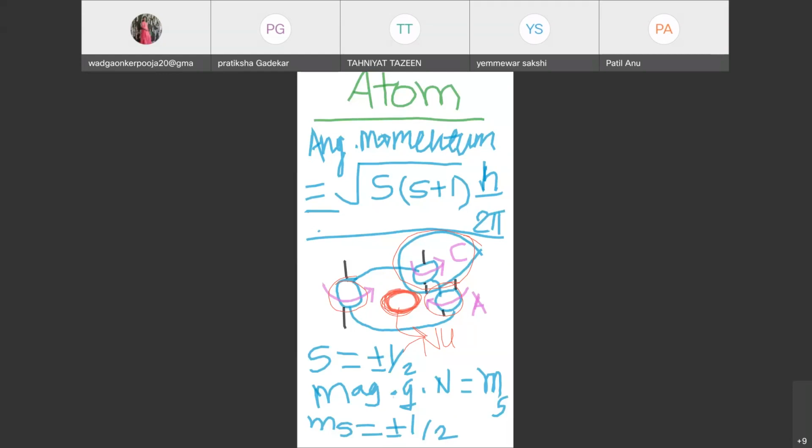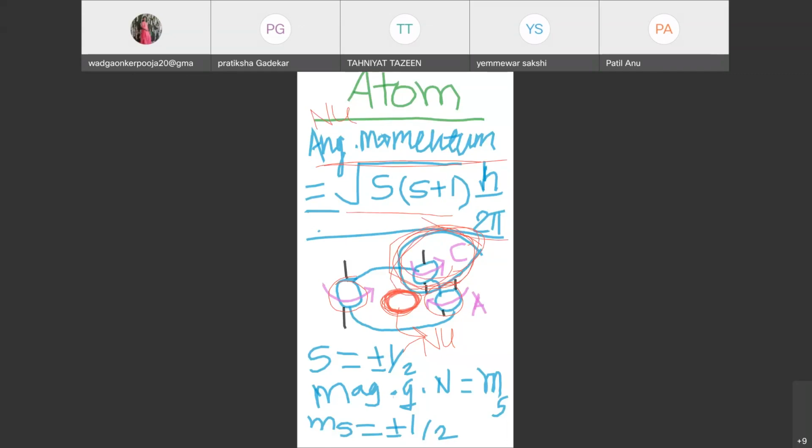I mean to say, in yesterday's class, we looked at what is meant by an atom. Then we discussed the nucleus, and for that nucleus we have an angular momentum value. And what is that angular momentum value? If you are discussing an atom and the electron in that atom, then the angular momentum is equal to under root of s into s plus 1, h upon 2 pi.